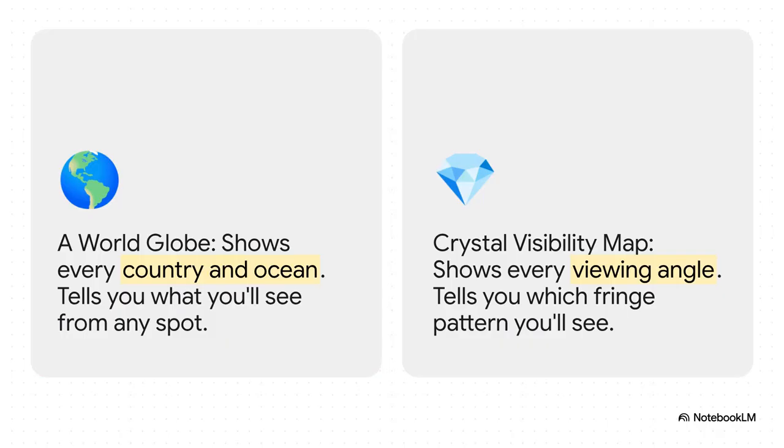The best way to get your head around this is to think about a regular globe of the Earth, right? You can spin it, you can point to any spot, and you know immediately if you're looking at an ocean or a continent. A crystal's visibility map works the exact same way. Every single point on its surface is a different way of looking at the crystal, and the map tells you if that specific view is going to show you single fringes, cross fringes, or nothing at all.